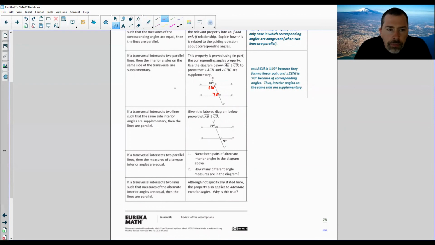Okay. If a transversal intersects two lines such that the same side interior angles are supplementary, then the lines are parallel. So this is the converse of up here. Given the labeled diagram below, prove that AB is parallel to CD.